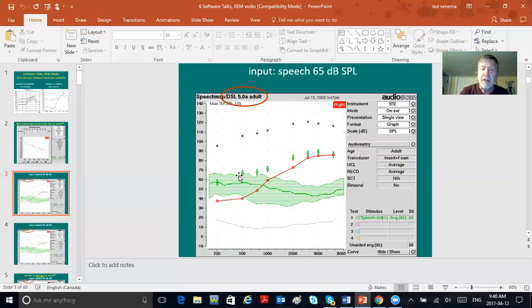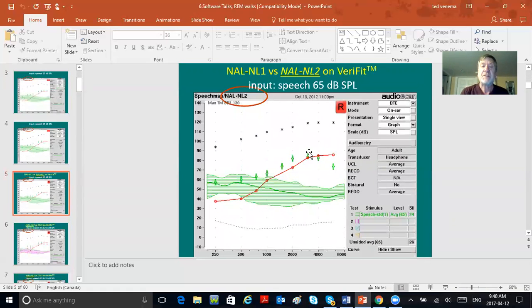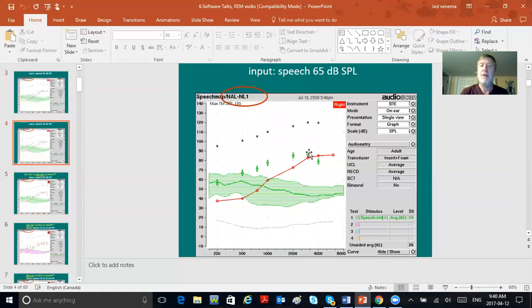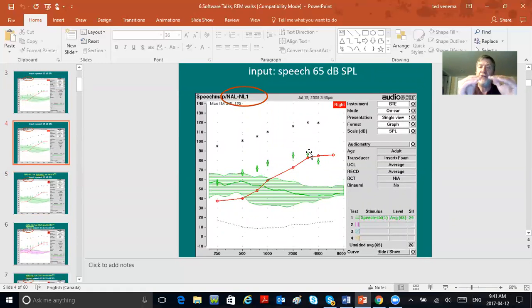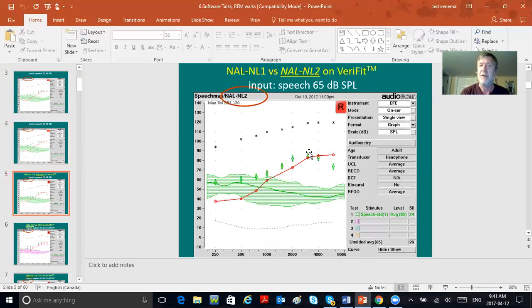Anyway, let's compare the targets. So this would be DSL for a child, and this would be NAL1. DSL, NAL1. Pretty similar, aren't they? And here's NAL2. NAL1, same hearing loss, NAL2. See how NAL1 has that bump in the middle? And NAL2 asks for a little bit more on the sides? That's really how NAL1 differs from NAL2, isn't it? And that's what we talked about last week.